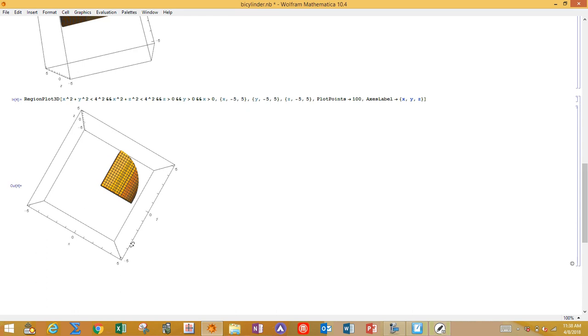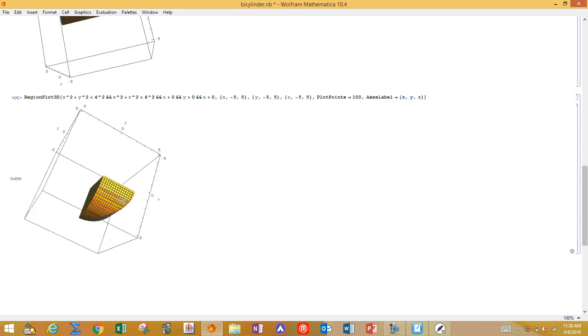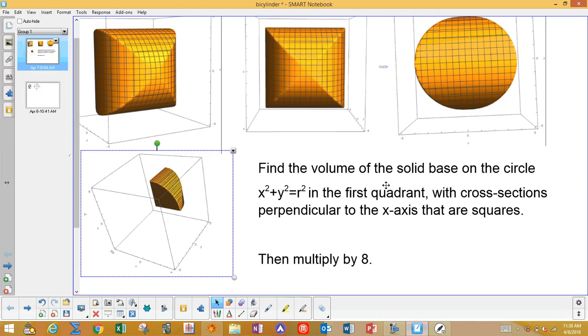and you can see that my base is going to be a semicircle, and my cross sections perpendicular to the x-axis, if you can turn it right, are going to be squares. So it becomes a little calculus question. Find the volume of the solid with base. Typo, I'll leave that there. On the circle x squared plus y squared equals r squared in the first quadrant with cross sections perpendicular to the x-axis that are squares. And then I'm going to find that and multiply by 8.